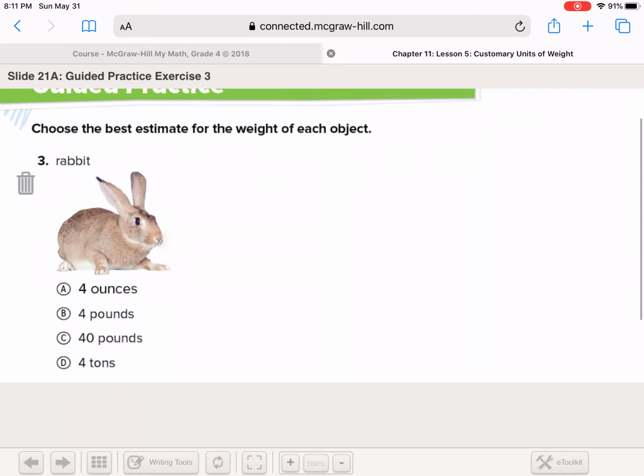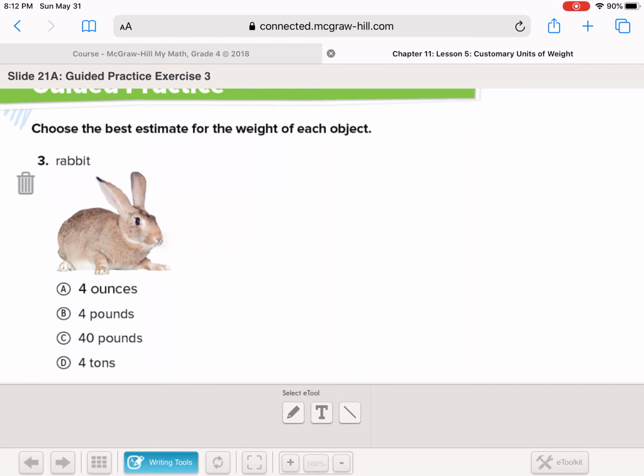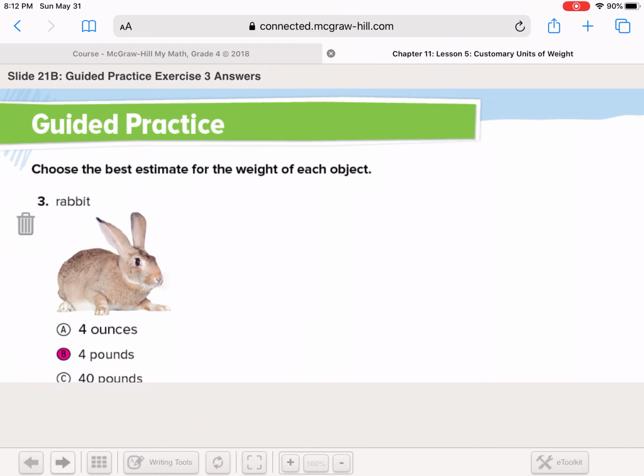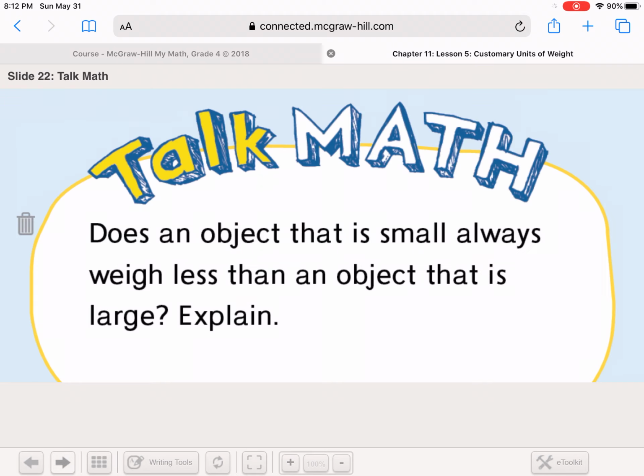Okay, last one, a rabbit. 4 ounces, 4 pounds, 40 pounds, 4 tons. If I saw a 4-ton rabbit, I'd be running the other direction. It would probably eat me though. Okay, so what is it? Do we think 4 ounces, 4 pounds? 4 ounces, remember, that's like the weight of a mouse. So we probably would want to go with 4 pounds. 40 pounds would be 2 Willows, which is a lot. She's pretty fat. Okay, so we were right, 4 pounds.